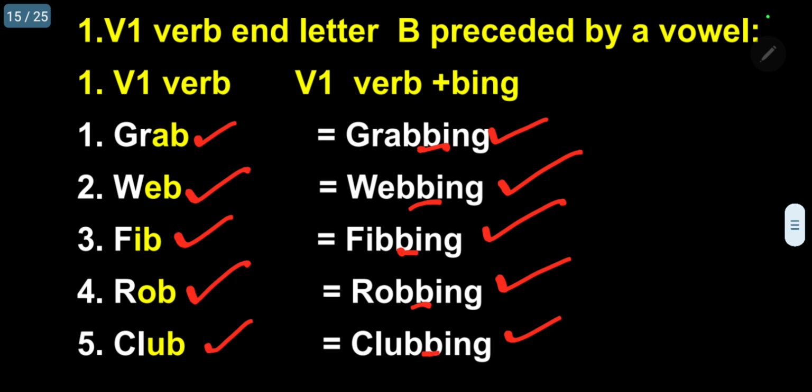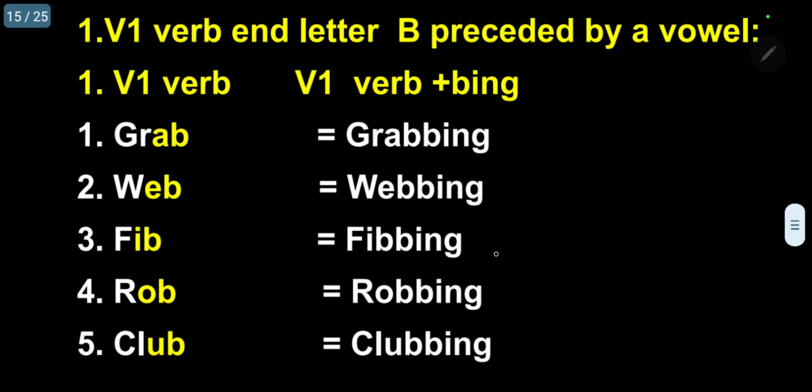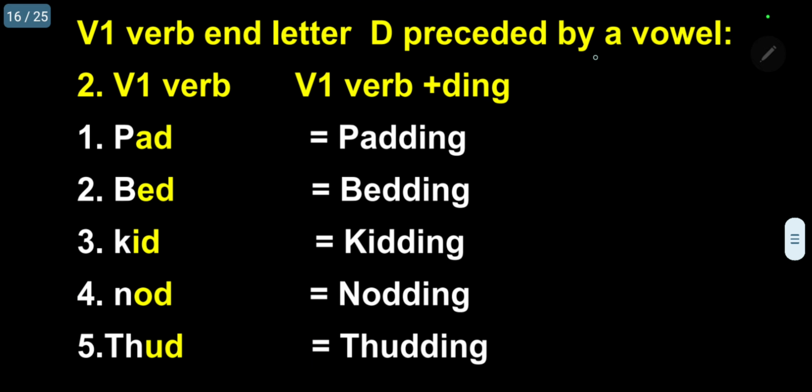So, when a verb ends with any of the letters B to T, I have given some nine letters, and a vowel is coming in front, here the vowels are A, E, I, O, U. When they are coming, automatically you have to add the letter again, then ing. Please memorize this. Next, let me go over the next letter, D.